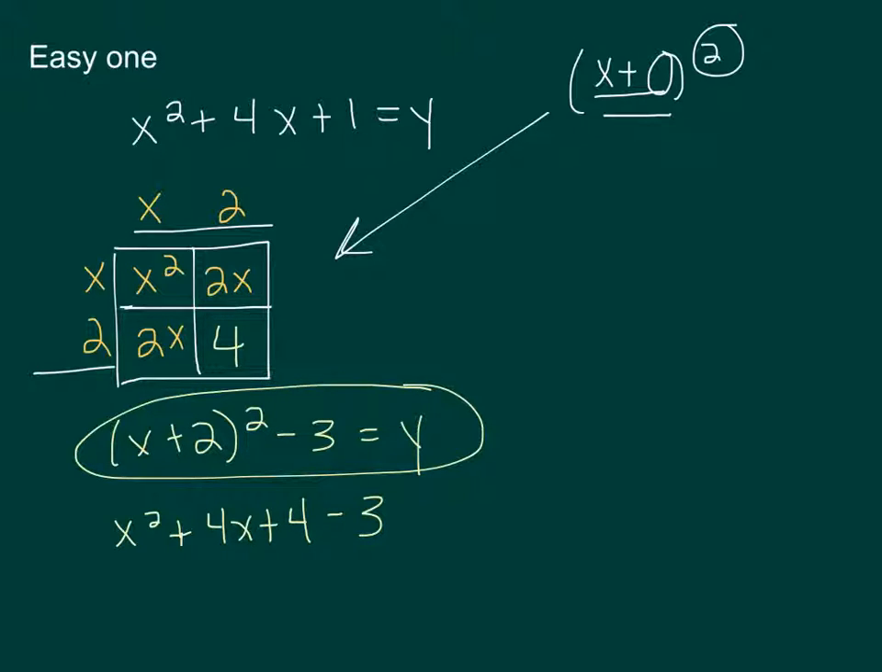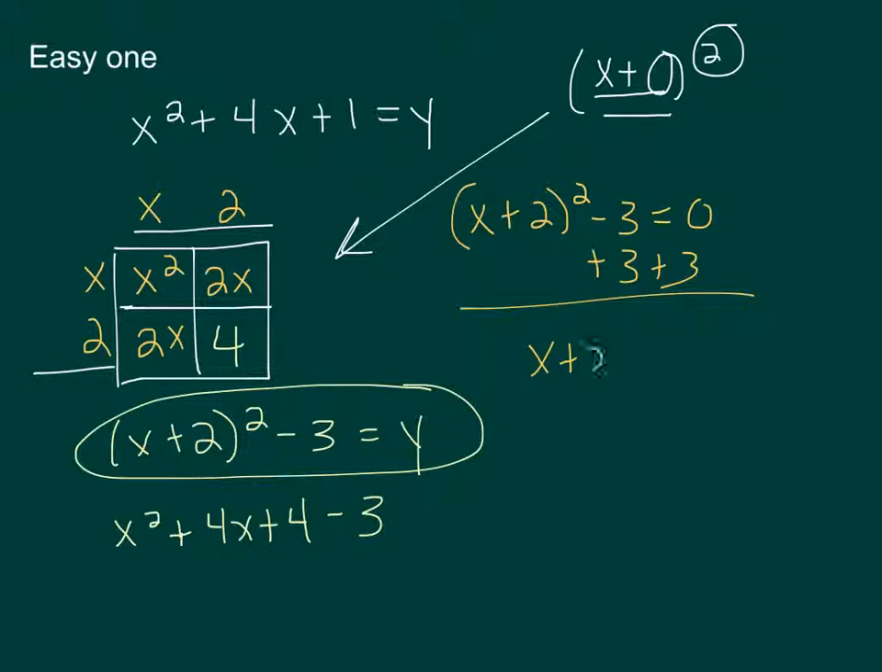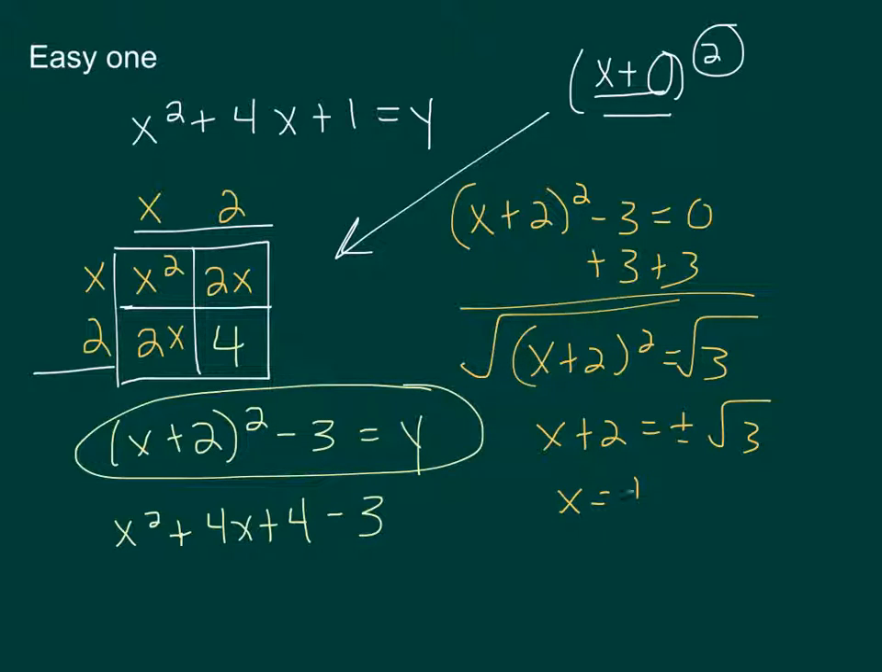vertex form. And then I think this way is way easier to solve too, instead of quadratic formula, because now if you take that and set it equal to 0, you have a couple steps. Just add 3, and then x plus 2 quantity squared equals 3, square root. And then your final answer, subtract 2. Negative 2 plus or minus square root of 3.